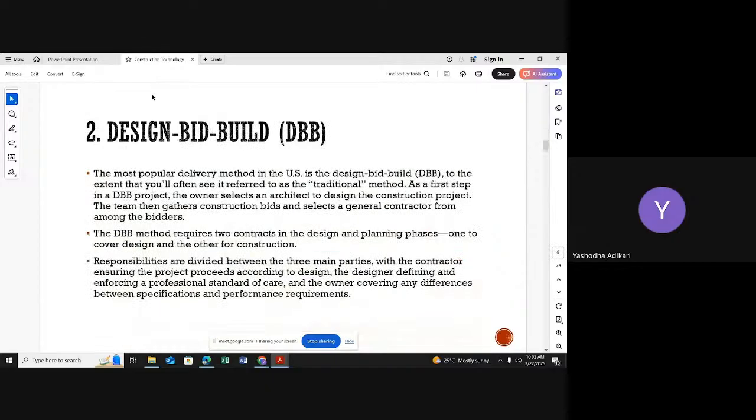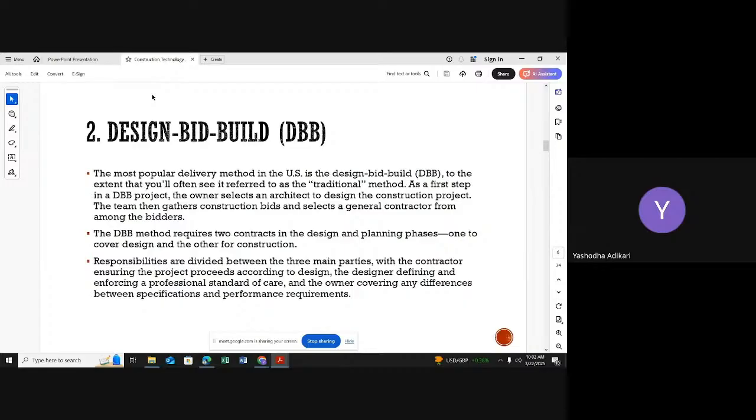Right. I'm going on with the second part. Design bid build. The most popular delivery method in the US is design bid build, to the extent that you will often see it referred to as the traditional method. Most of the time we use this term, the traditional procurement method. So design bid build, the same thing.